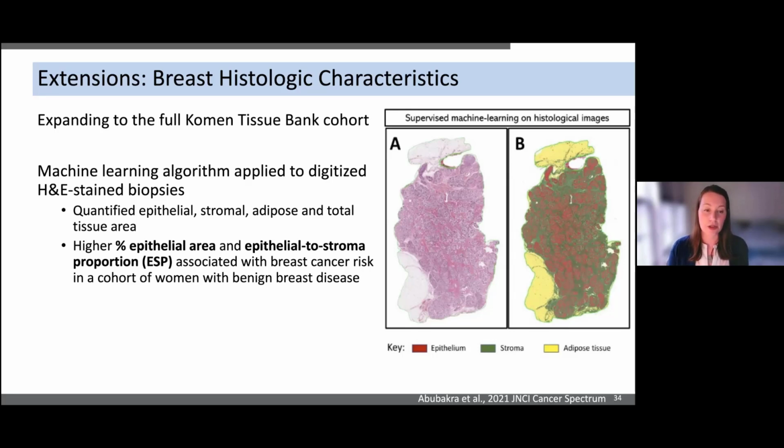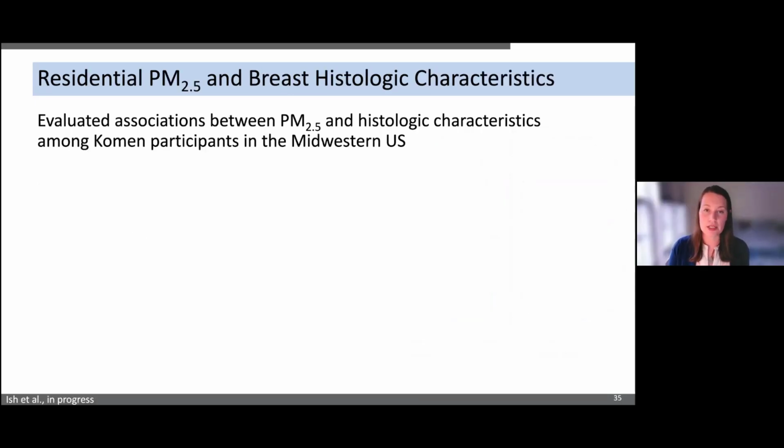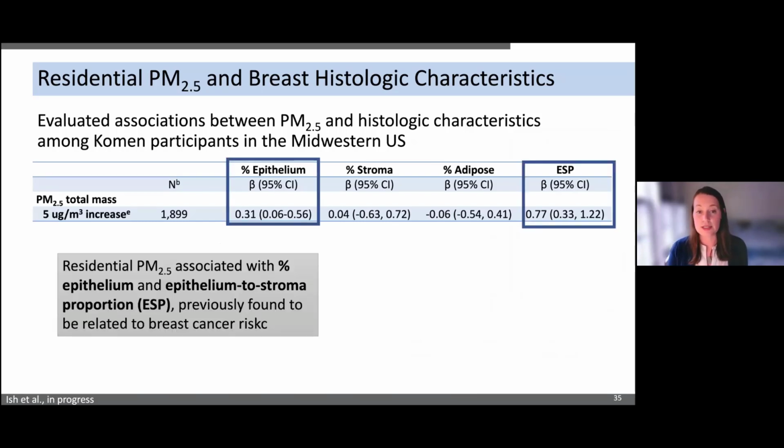And so the investigators that we're collaborating with have previously used this method in a cohort of women with benign breast disease and found that women who have a higher percent epithelial area and a higher epithelial to stroma proportion, or ESP, have a higher risk of breast cancer later on. And so currently we're working on evaluating associations between PM2.5 and these histologic characteristics among the Komen population. And what we see is among women in the Midwestern US that exposure to PM2.5 is associated with higher percent epithelium and higher ESP, but not percent stroma or percent adipose. So we are seeing associations with these two characteristics of the breast tissue that have been previously found to be related to breast cancer risk.